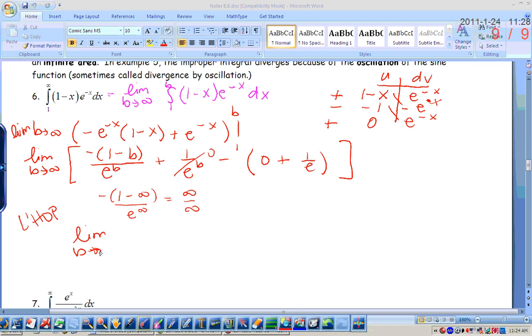which means that I only do L'Hopital's rule on the part that's indeterminate, so it's just this part right here. What would the derivative of the top part be? What's the derivative of negative 1 minus b? 1, right. And the derivative of e to the b is e to the b.